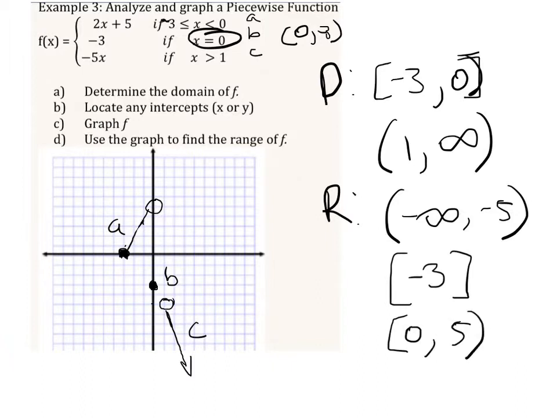So we have 3 intervals. Because we have no values between 0 and -3, and we have no values between -3 and -5, and we have no values up here, so our range is set. And there we go.